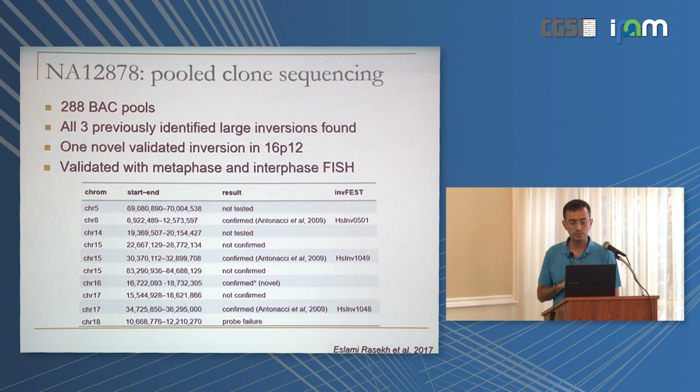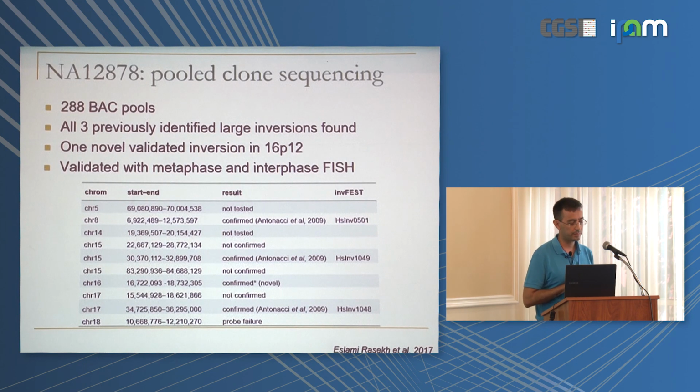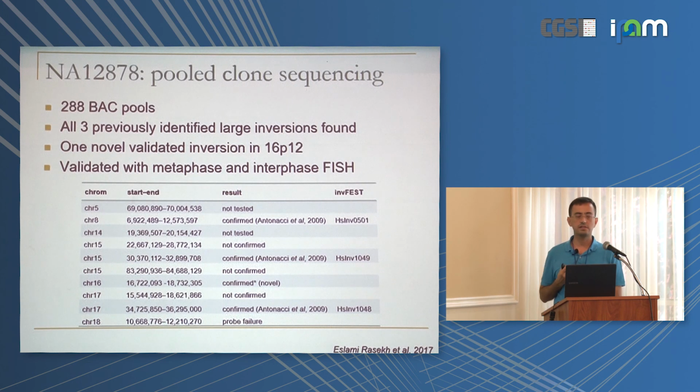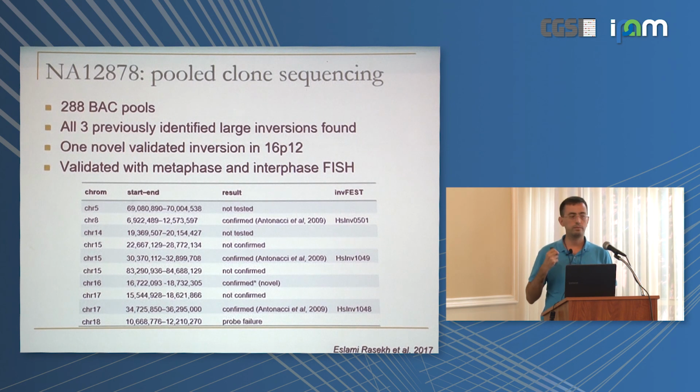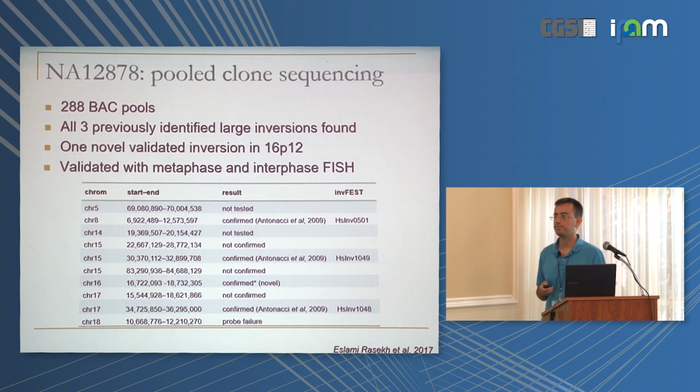So we first applied this to pooled clone sequencing data generated from the genome of NA12878. And it had about 300 backpools. And basically, we look at inversions that are larger than 1 megabase, up to 10 megabases. And within this size range, there were only 3 in the literature that were previously validated in the wet lab. We could find all 3 of them. And we could also find another one that we validated ourselves, in chromosome 16.